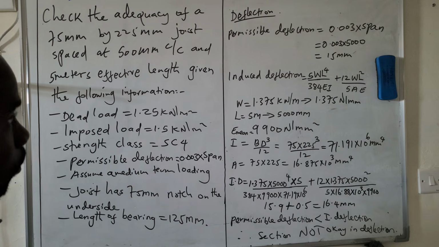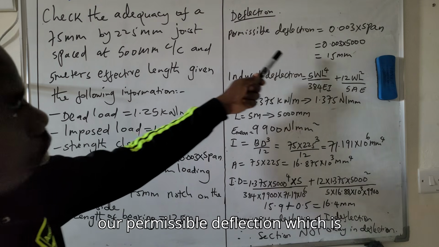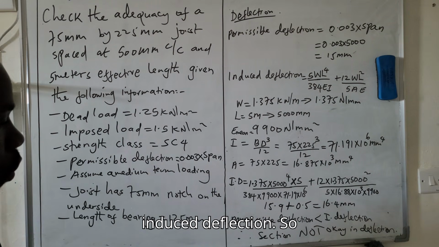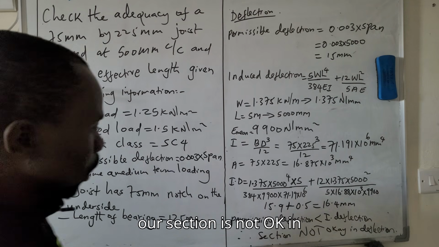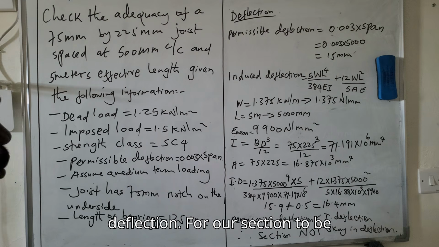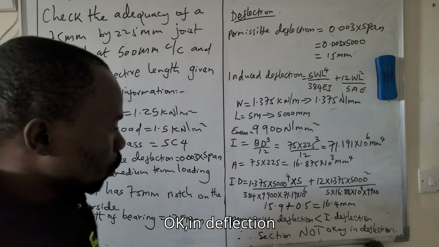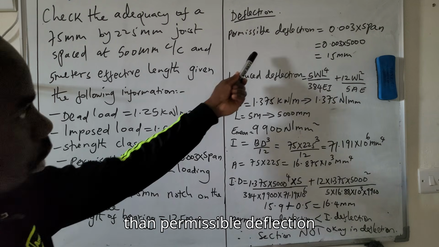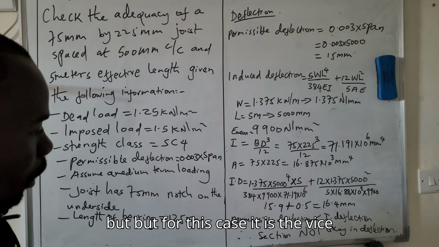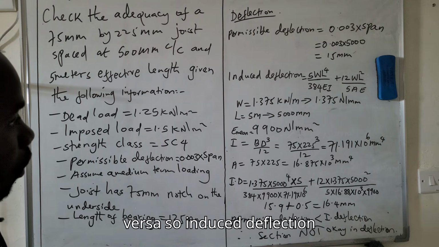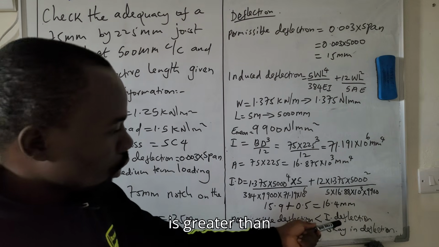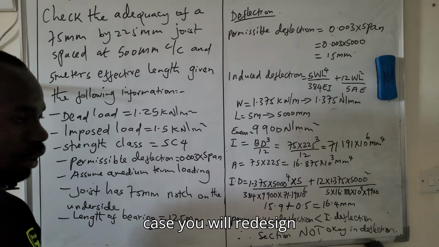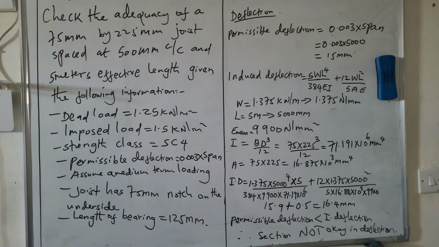So as you can see, our permissible deflection, which is 15, is less than induced deflection. So our section is not okay in deflection. For our section to be okay in deflection, our induced deflection should be less than permissible deflection. But for this case, it is the vice versa. Induced deflection is greater than permissible deflection. So for this case, you will redesign.